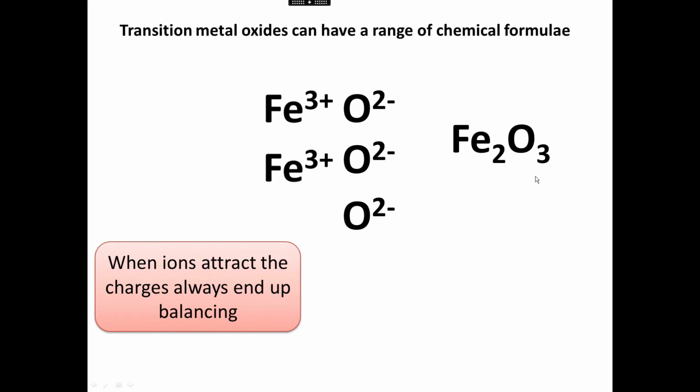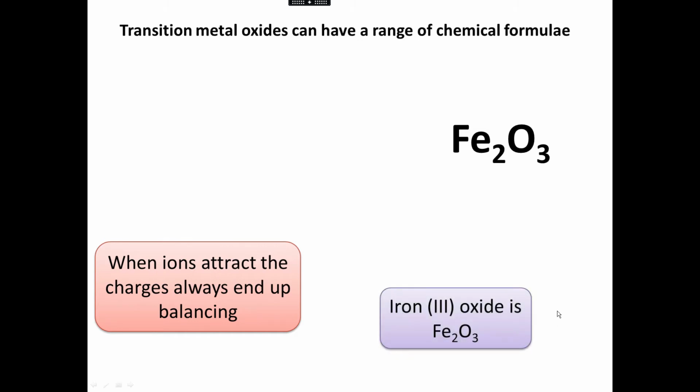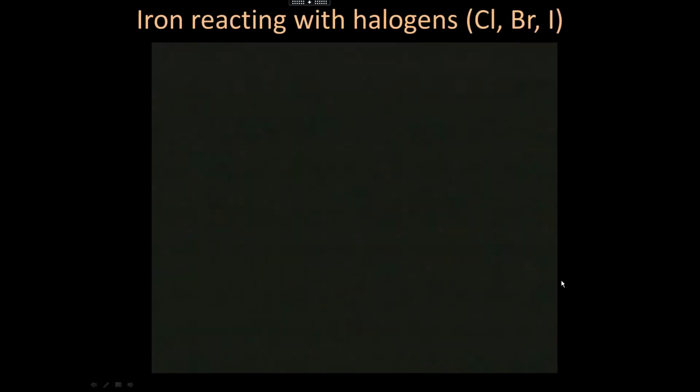Now, if you see this formula and you need to check, is it iron 2, is it iron 3? 3 lots of oxide makes 6 minus. Therefore, iron altogether must be 6 plus. If there's 2 of them, there must be 3 plus each. That's the formula of iron 3 oxide. Okay, so iron 3 oxide is Fe2O3.